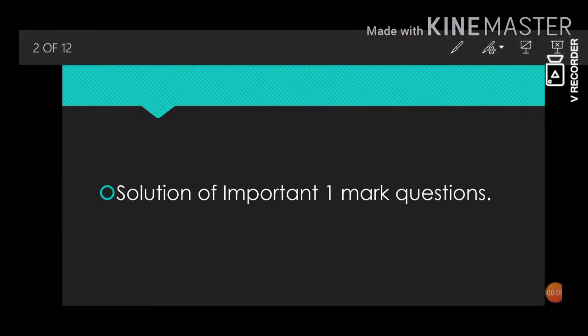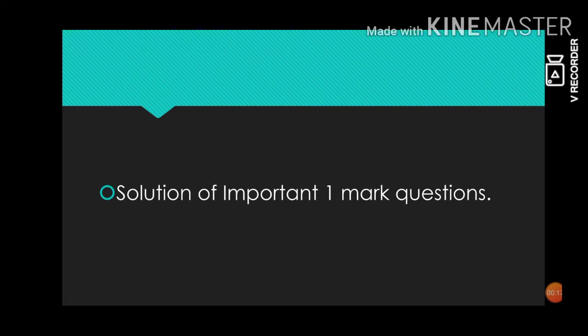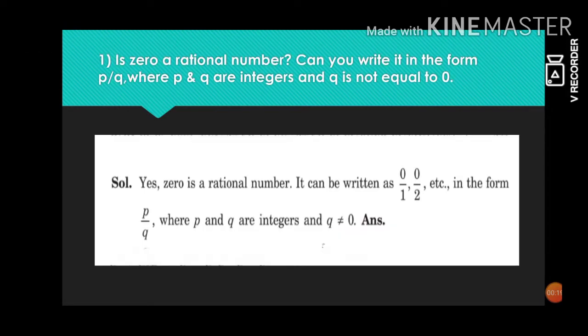Good morning, students. Today we are going to discuss the first four chapters, 1-mark questions. From those four chapters of our NCERT book, we are going to discuss the 1-mark questions. So the first question: is 0 a rational number?